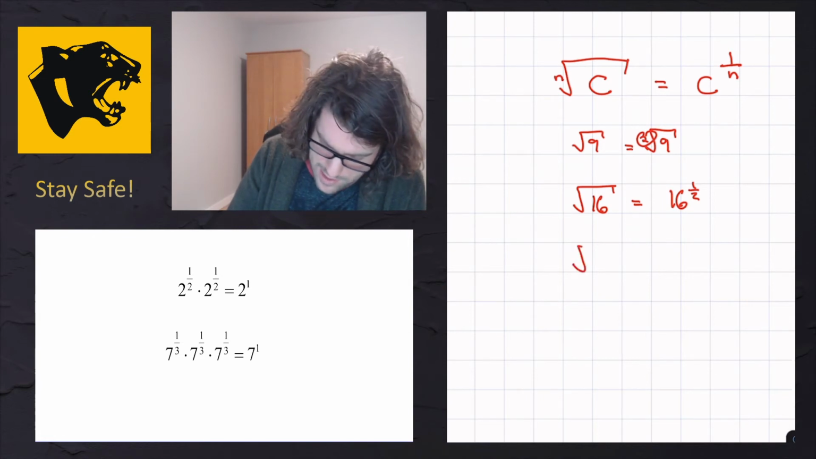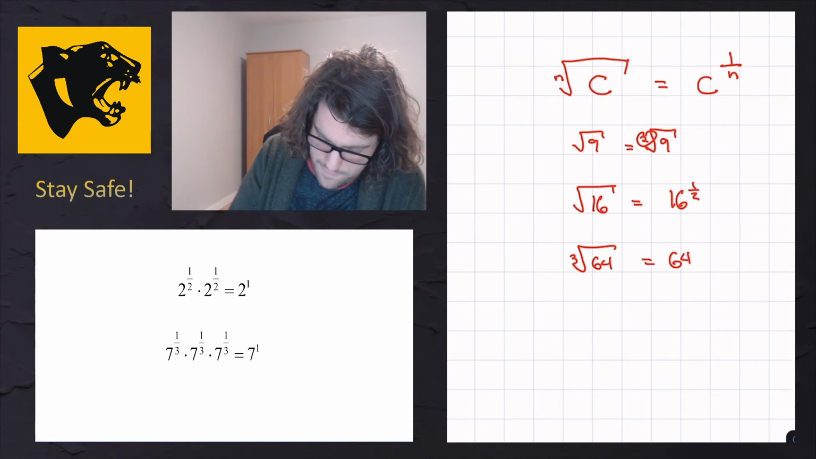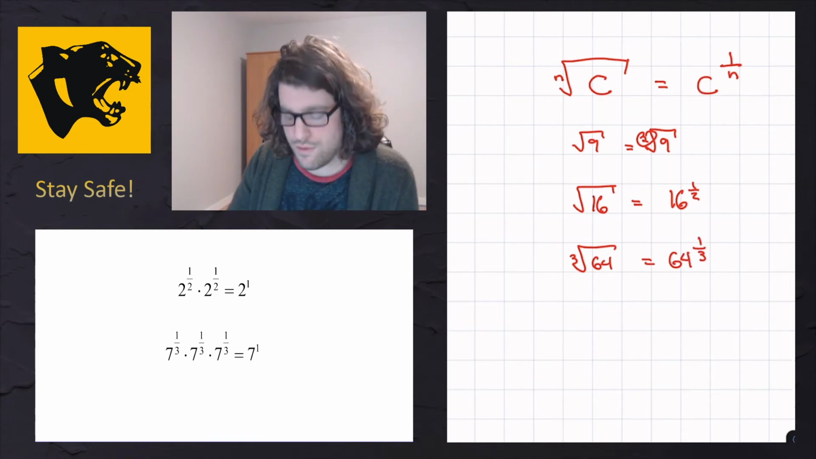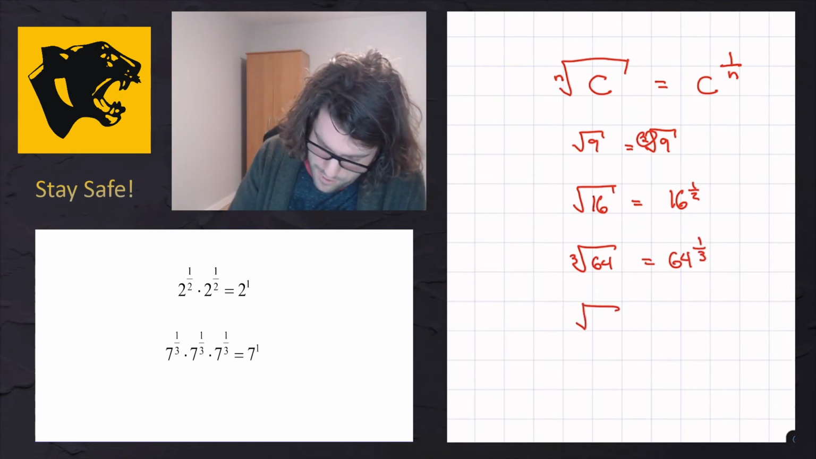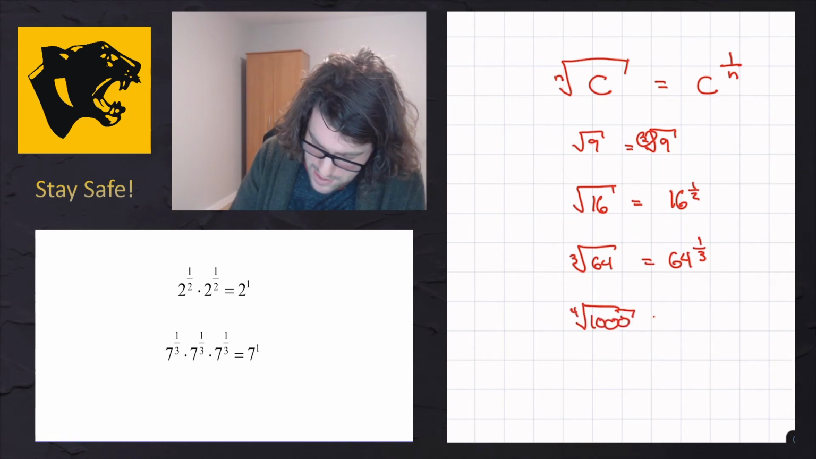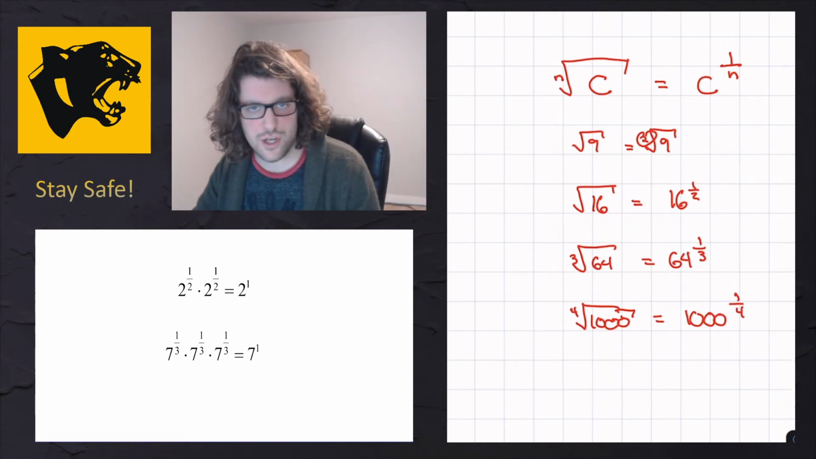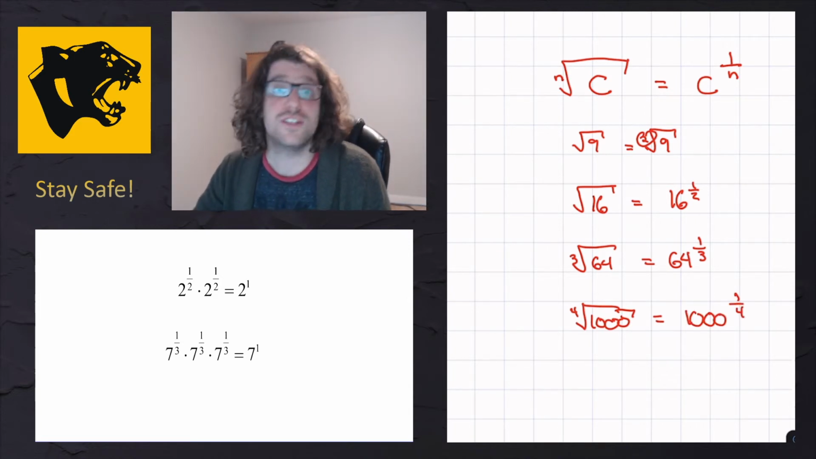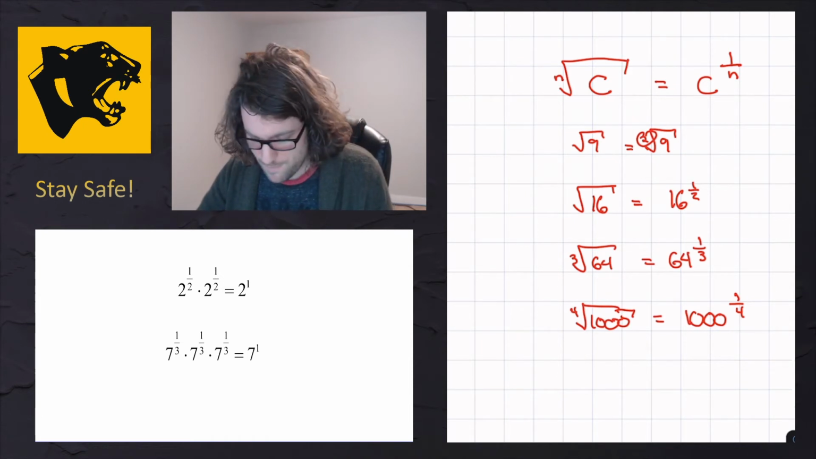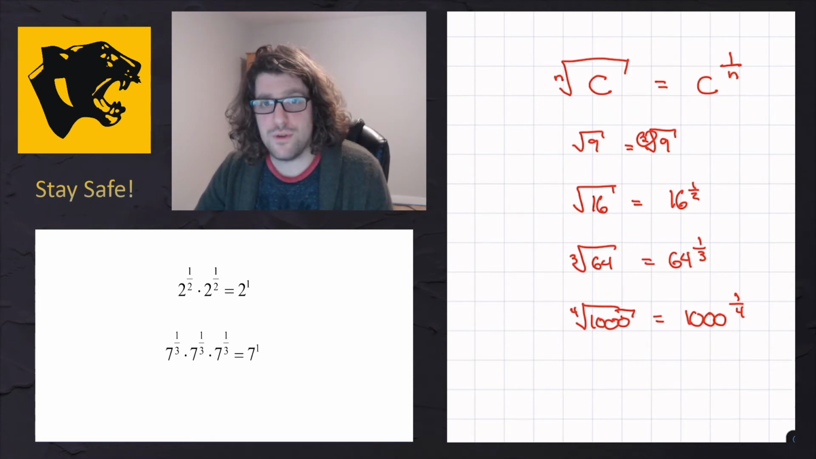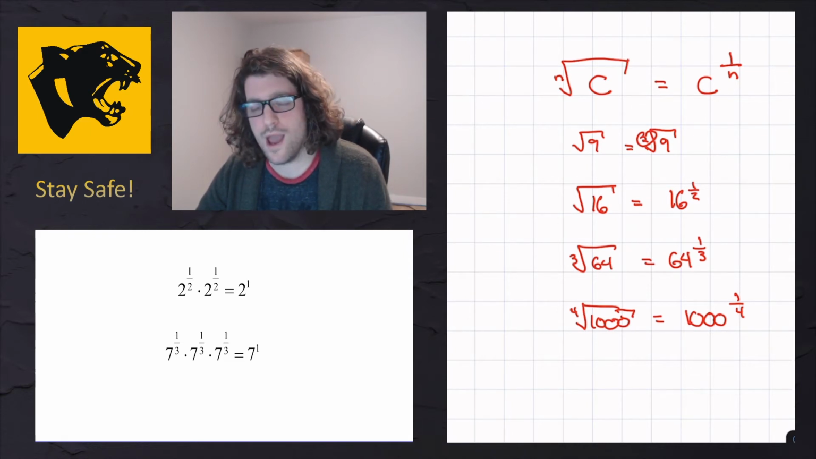If we wanted the cube root of 64, that could be written as 64 to the 1 over 3. The fourth root of 1,000 would be equal to 1,000 to the 1/4. Now that actually doesn't come out nicely. It's an irrational number, as we've talked about before. But this is the relationship between fraction exponents and roots or radicals.